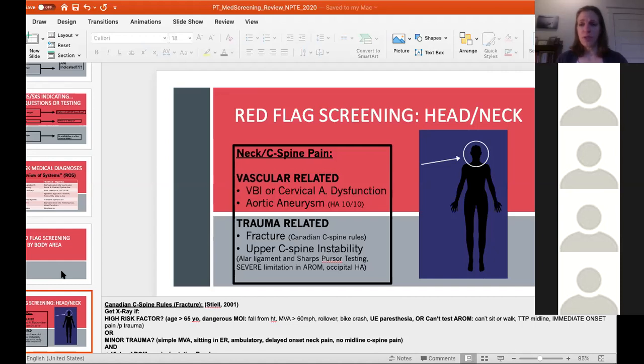Aortic aneurysm, this could be the high intensity headache that does not go away. You can't affect it one way or the other.